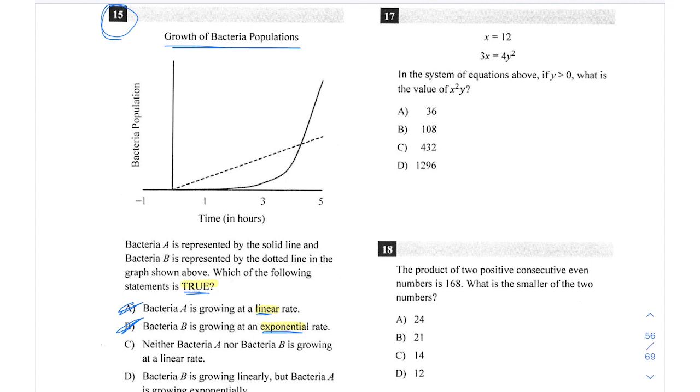So for answer choices A and B, they just switched those around. For C, neither is growing at a linear rate. Well, that's not true. One of them is linear. It's bacteria B that we saw as a linear rate.